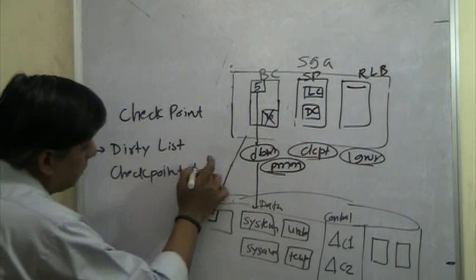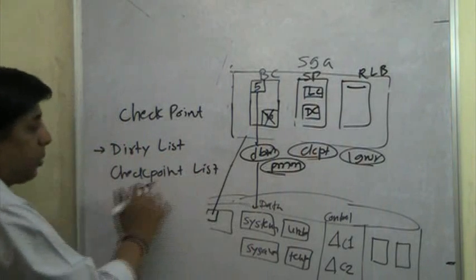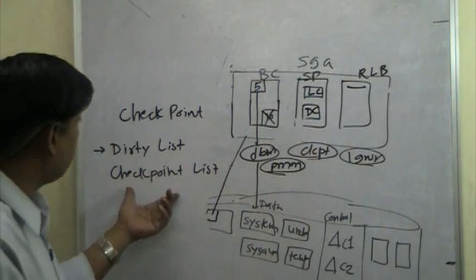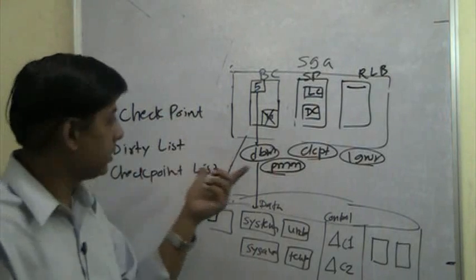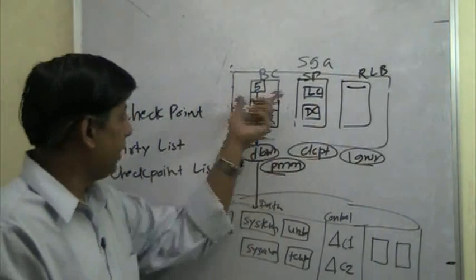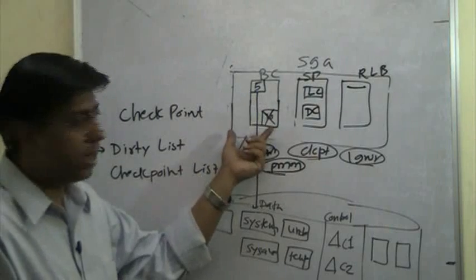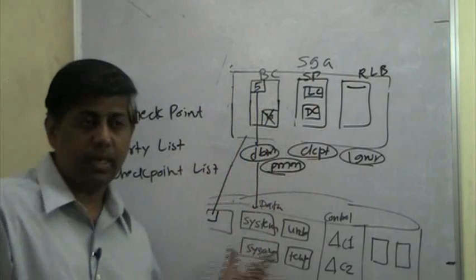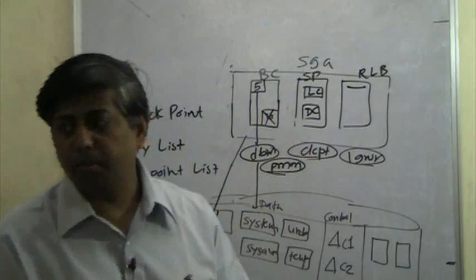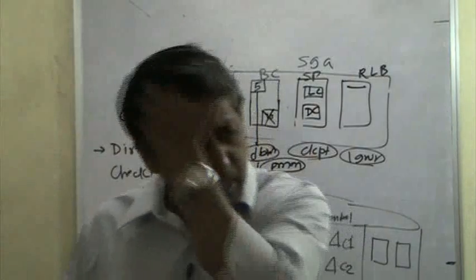Checkpoint list. So obviously, the checkpoint list is a list of blocks that are dirty, and therefore checkpoint is a process in which DBWR will read this checkpoint list, find out which blocks are dirty, and will write them to the database files. And checkpoint takes certain time, maybe 10 milliseconds, maybe 15 milliseconds. It does take time.